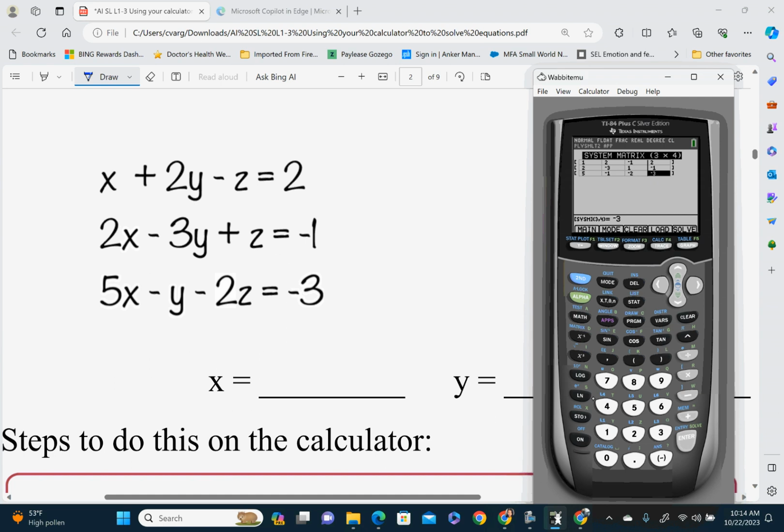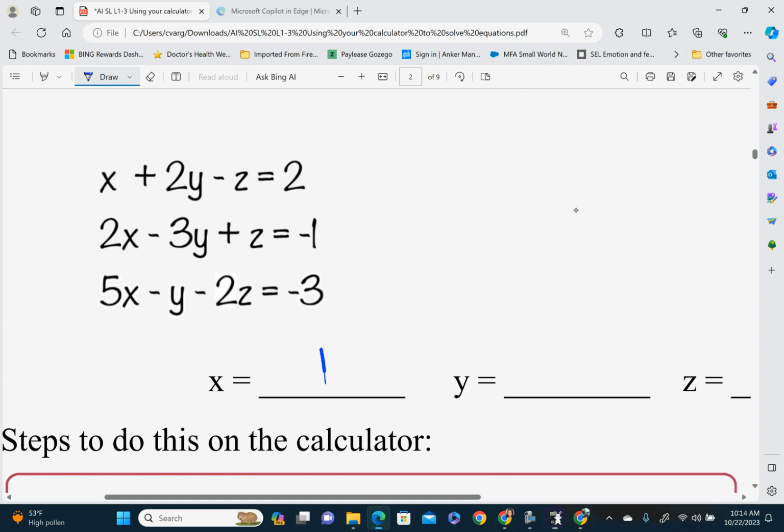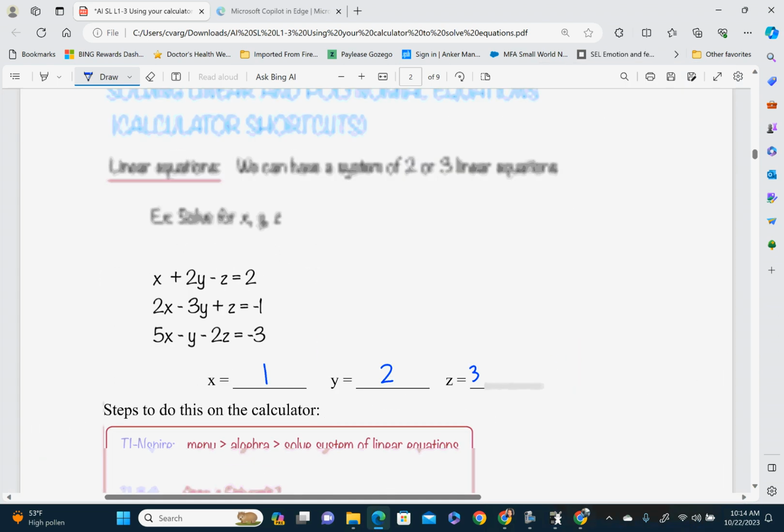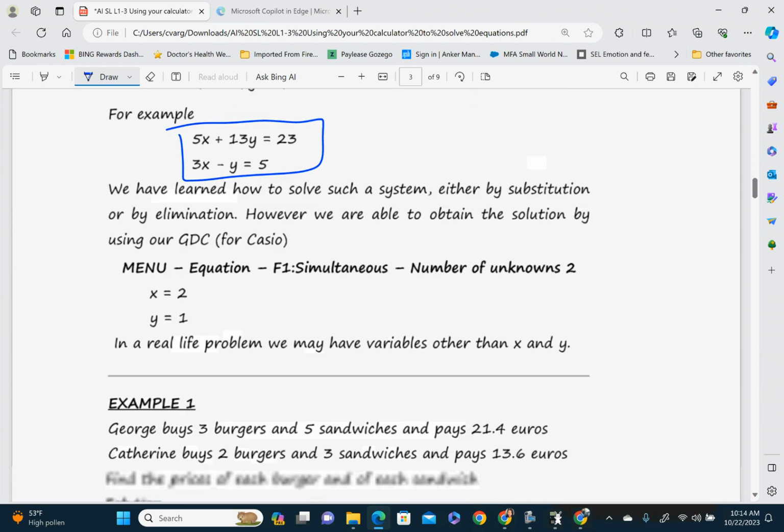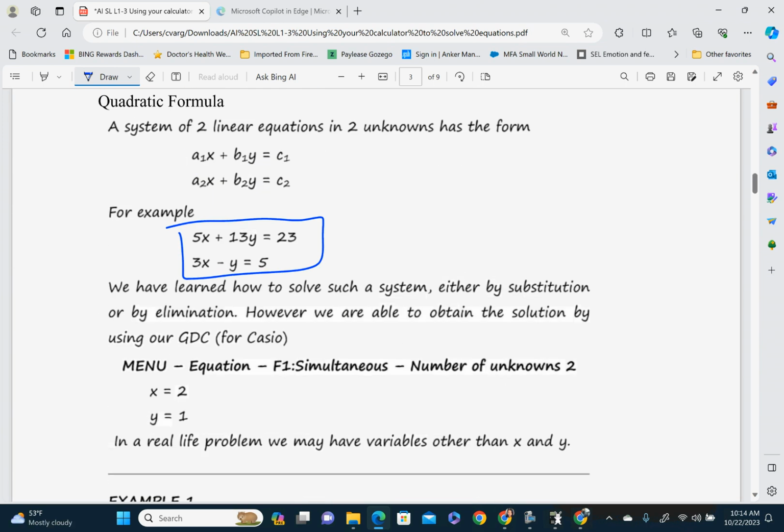And then you just hit solve, right? Which is the graph button. And it gives you x is 1, y is 2, and z is 3, right? So x is 1, y is 2, and z is 3. You're done, okay? So this is just a reminder. You will go ahead and do a 2 by 2 the same way, except instead of the 3, 3, you do 2, 2, and it goes into it.